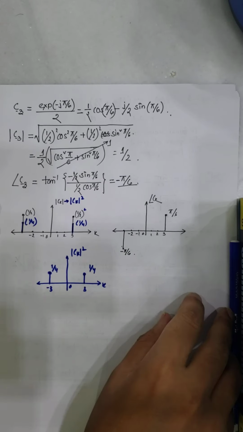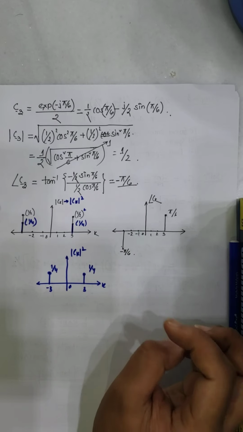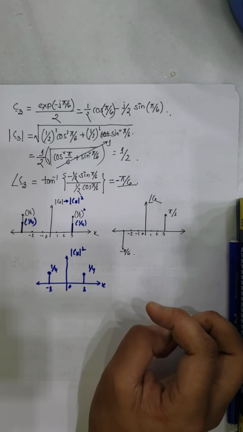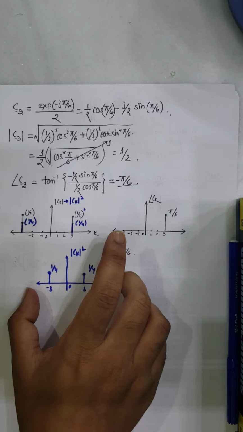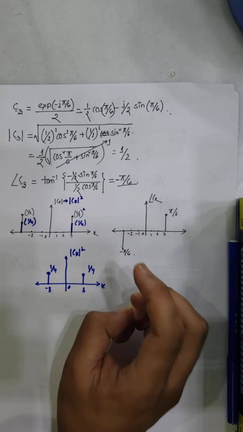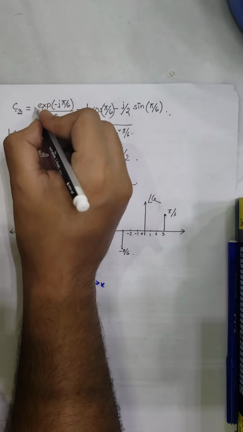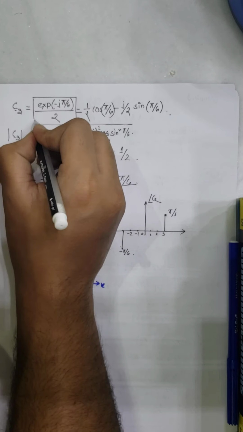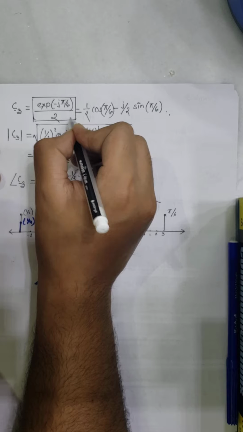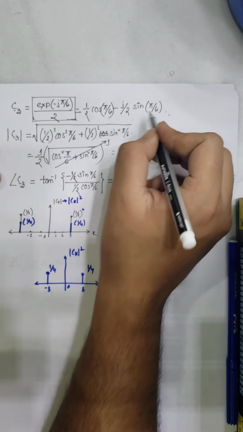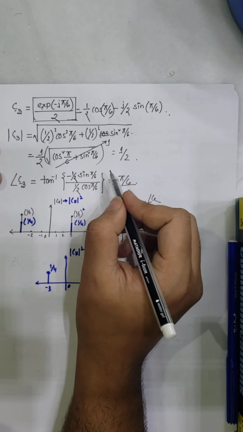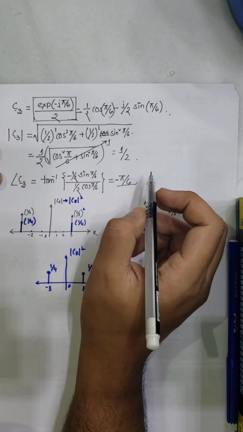So I hope you are able to determine the magnitude and phase spectra along with the power spectrum of this problem. The only difference is that when we get this sort of value, you can simply expand it using Euler's equation. I hope this problem is clear to you all.